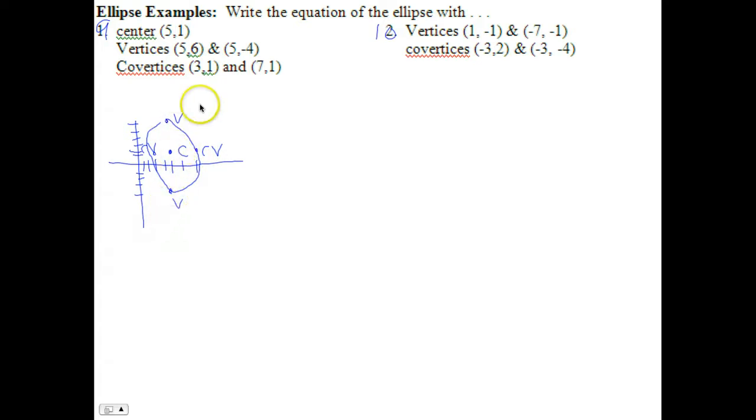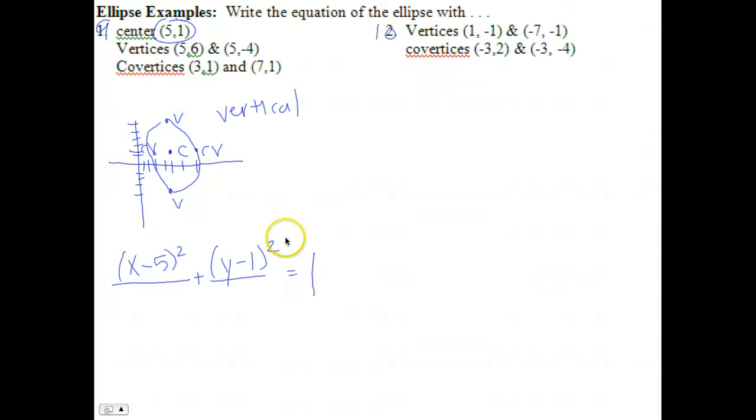All right, a few things here. We can tell it's a vertical ellipse, so that means that larger value is going to be under the y value. And we can go ahead and write the equation out with the center. So it'll be (x - 5) squared over something plus (y - 1) squared over something, and we know it's going to equal 1.